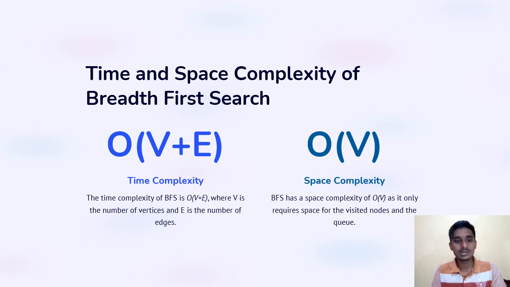And the next one is the time and space complexity of breadth first search. The time complexity of BFS is O of V plus E, where V is the number of vertices and E is the number of edges. And for the space complexity, BFS has a space complexity of O of V, as it only requires space for the visited nodes and the queue.